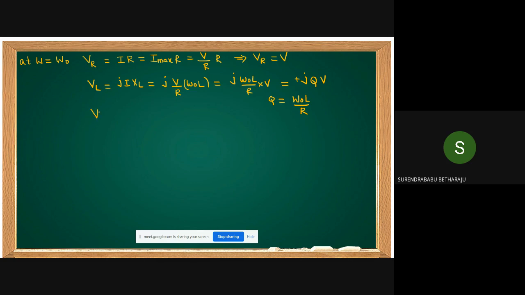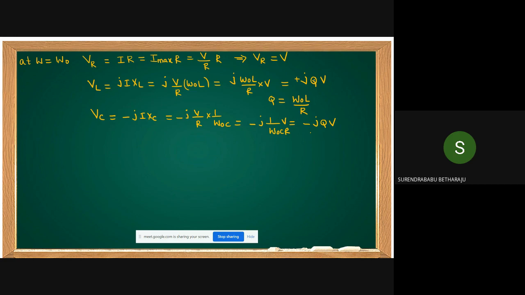If you take the capacitor, what is Vc, students? Minus J I into Xc. Shall I write like this? Minus J, I is V by R, Xc is 1 by omega naught C. Correct. Shall I write like this? Minus J 1 by omega naught C R. What is 1 by omega naught C R? Into V. V is there now. Minus J Q V. Yeah, this is negative. This is the positive.